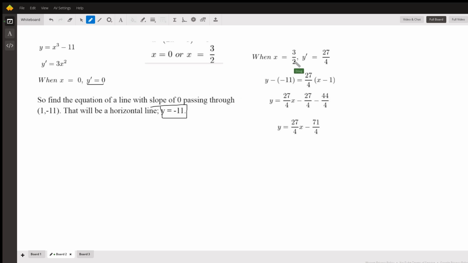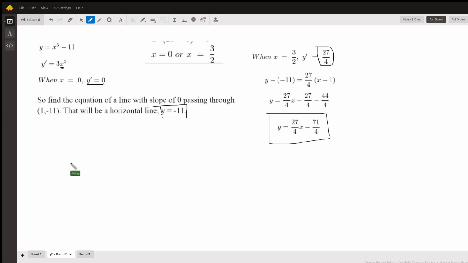When x equals 3 halves, y prime equals 27 fourths, because we're just putting 3 halves in there. Squaring 3 halves is 9 fourths. 3 times 9 fourths, 27 fourths. So to write the equation of a tangent line with this slope passing through (1, -11), we can use point slope. y minus negative 11 equals the slope times x minus 1. If you want to simplify it, this is what you end up with.